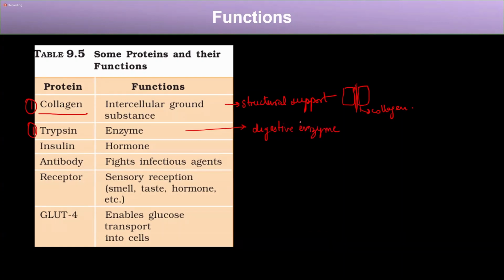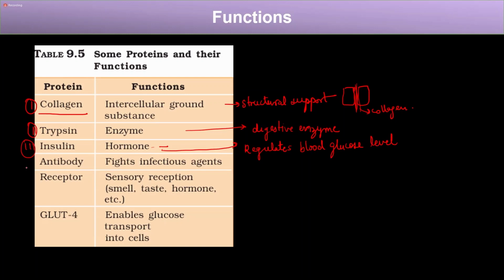And what are enzymes? Not only trypsin, most of the enzymes are proteinaceous in nature. Now the third protein is insulin. What is insulin? Insulin is a hormone, and what it does is regulate blood glucose level. It regulates blood glucose level.